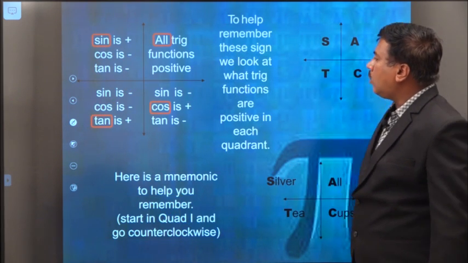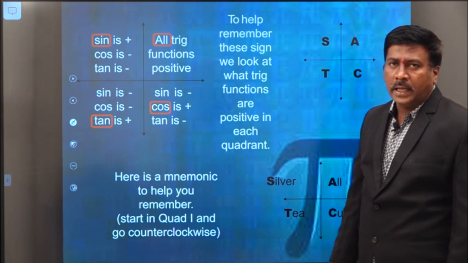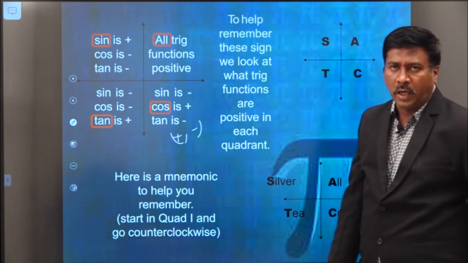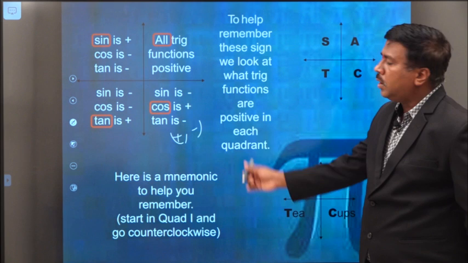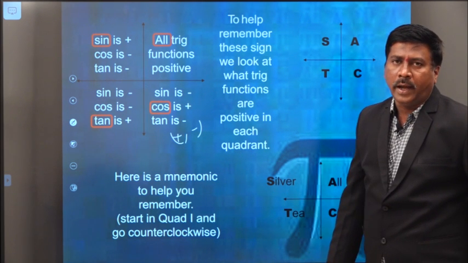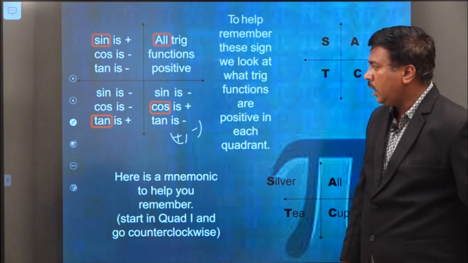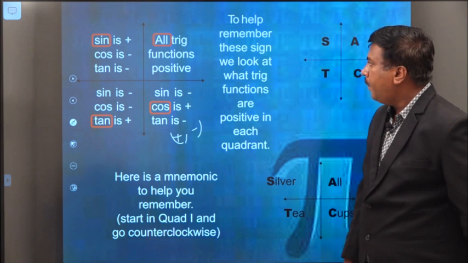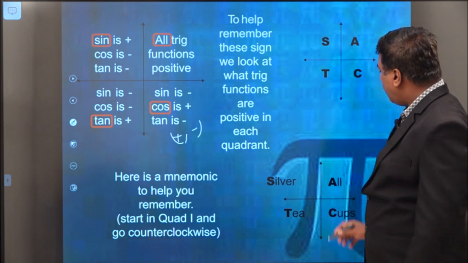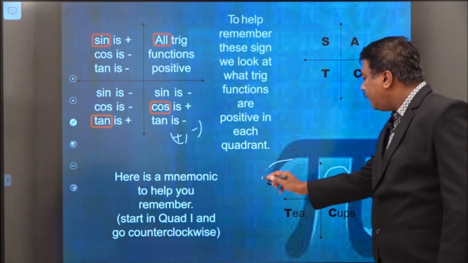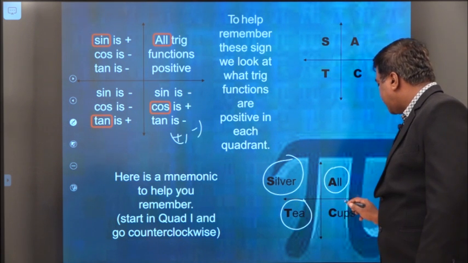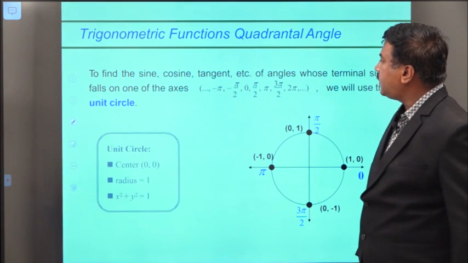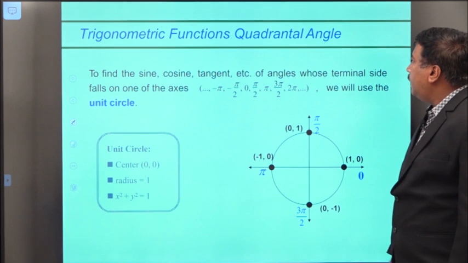Now in the fourth quadrant, x takes a positive value and y takes a negative value. In that fourth quadrant, the cos and the reciprocal of the cos, that is secant, both are positive and the remaining all the trigonometric functions are negative. So likewise, we have to split by using this principle, that is, All Silver Tea Cups.